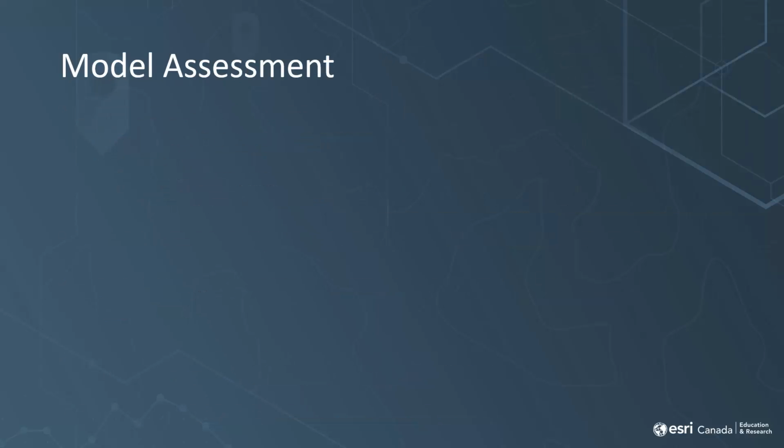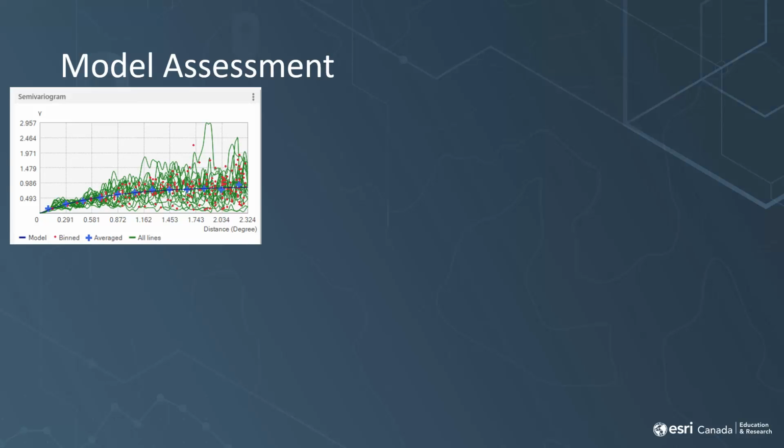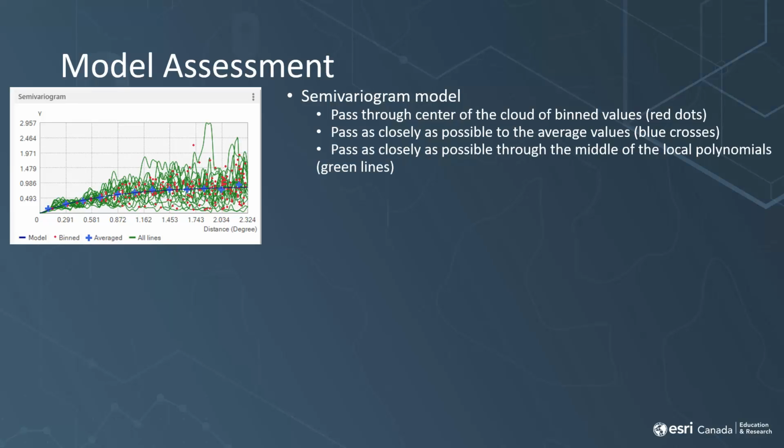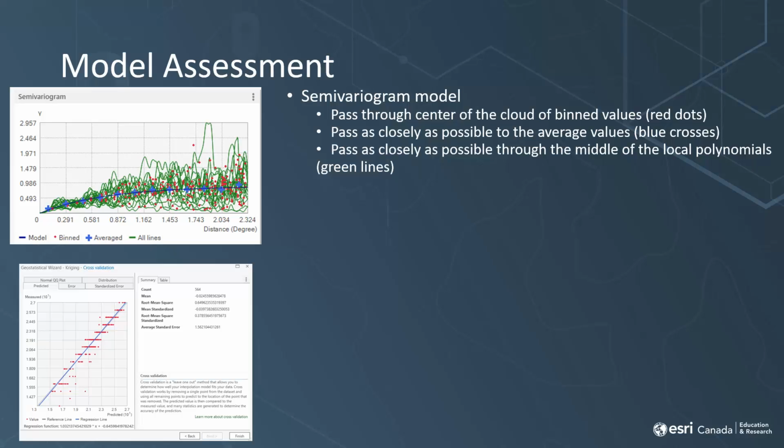In the final step of modeling, you would assess the blue line, known as a semi-variogram model. The question is, does the semi-variogram model pass through the center of the cloud of bin values, which are the red dots? Does it pass as closely as possible to the average values, which are the blue crosses? And does it pass as closely as possible through the middle of the local polynomials, displayed as green lines? If the answer is yes to all of them, then you can assess the final part of modeling via cross-validation.